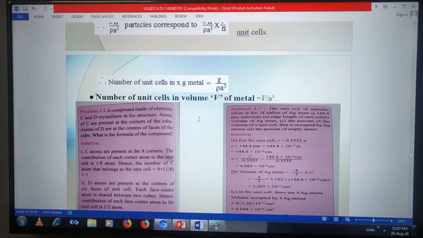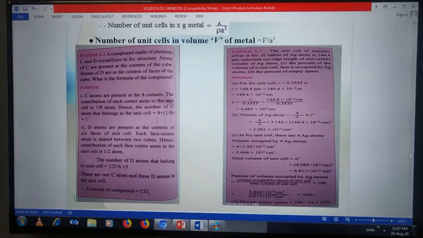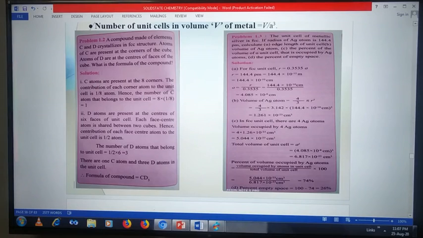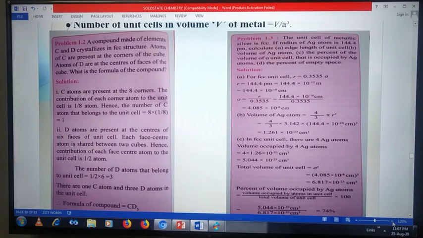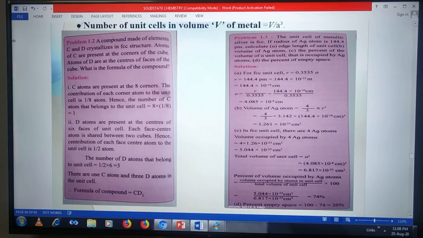Now, we are going to solve some of the problems given in your textbook. So look at problem 1.2 in your textbook. First read this problem carefully, and then we are going to solve it. Problem 1.2: a compound made of elements C and D crystallizes in FCC structure. We have provided the FCC structure here.